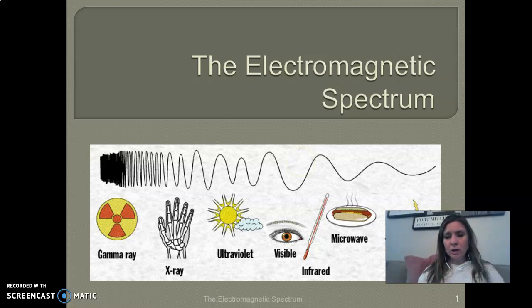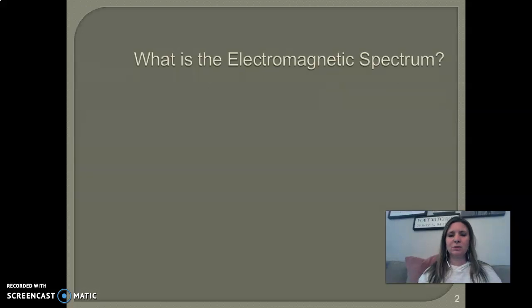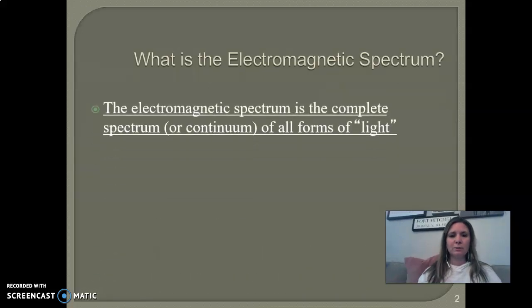So we're going to go through and kind of discuss what some of these mean, and then you'll actually end up doing a project here in a little bit on picking one of the different types of radiations and how it's used in our everyday lives. So let's go ahead and get started.